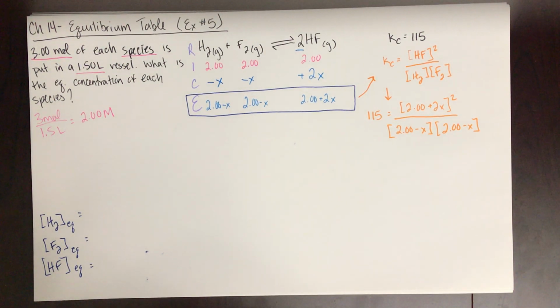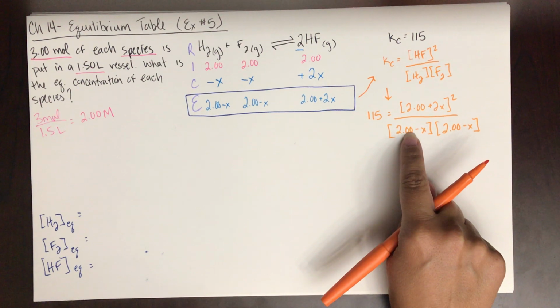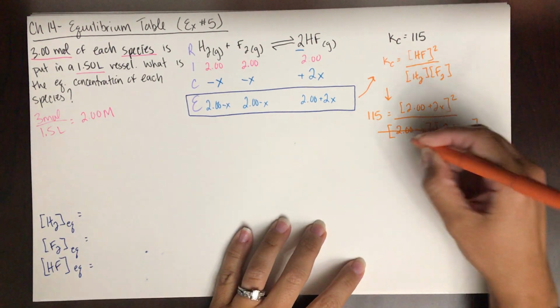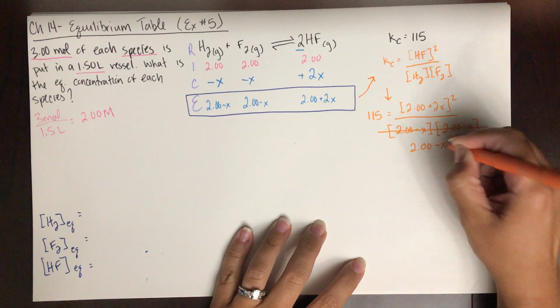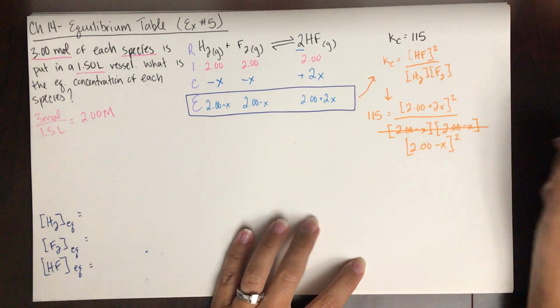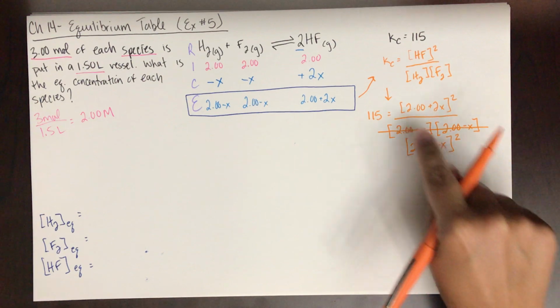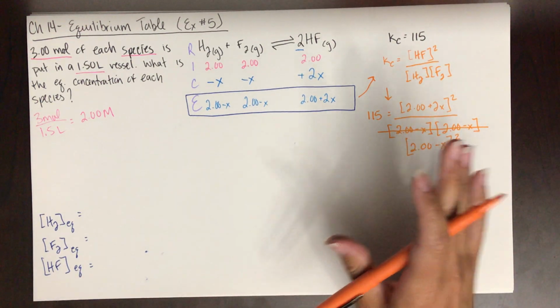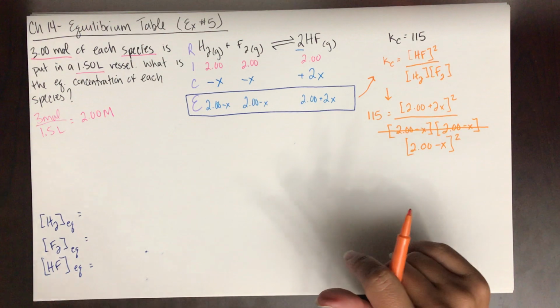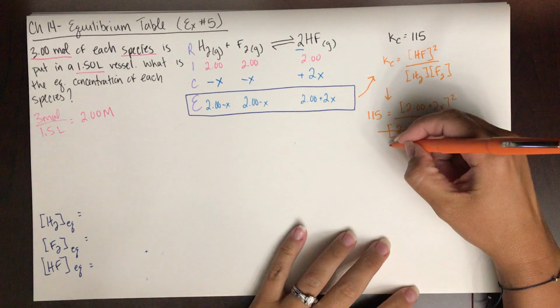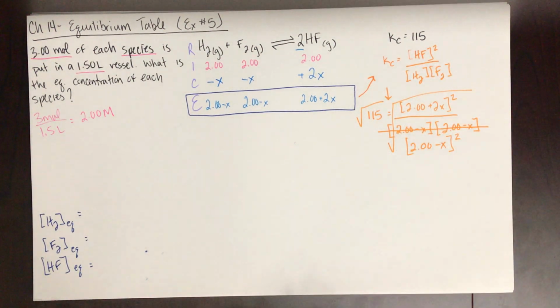So here we are, we need to solve for x. What you should recognize here is that 2.00 minus x times 2.00 minus x is the same thing as saying 2.00 minus x squared. So now this should look familiar as a perfect square where I have squared on the top and the bottom. So now I can solve by taking the square root of both sides to solve for x, and I don't have to use the quadratic formula. So that's what I'm going to do. I take the square root of this side, square root of this side.